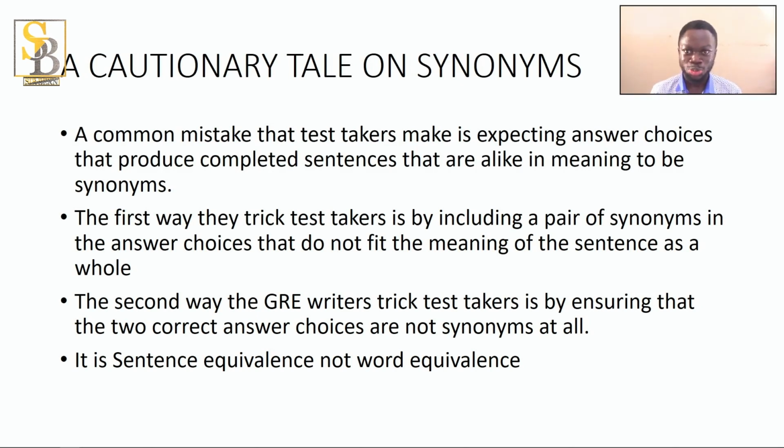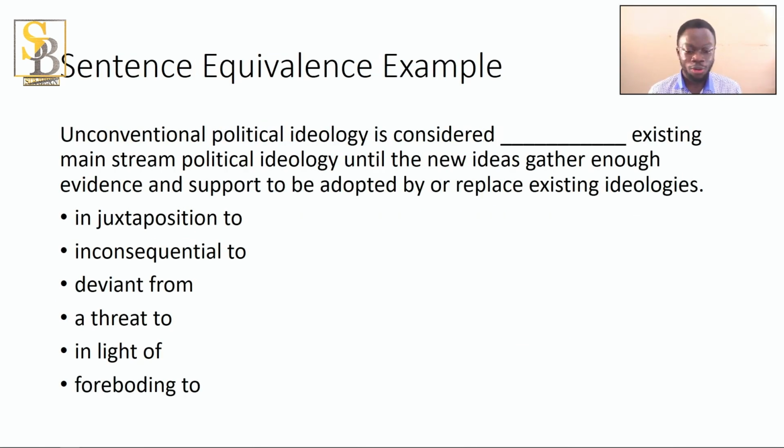So let's look at this example to prove the cautionary tale. Unconventional political ideology is considered inconsequential to or deviant from existing mainstream political ideology until the new ideas gather enough evidence and support to be adopted by or replace existing ideologies. Just like text completion, find a clue, come up with your own word, then you can compare.